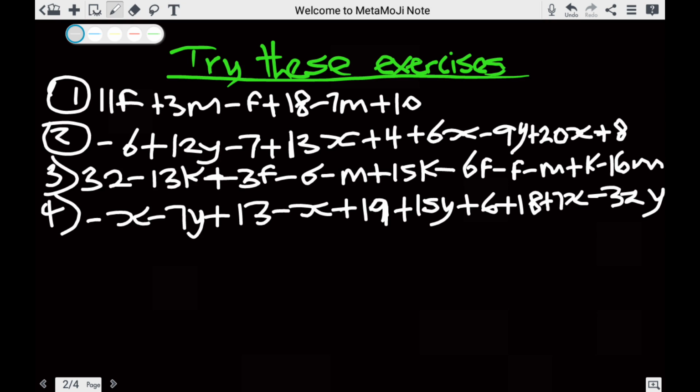So you need to try these exercises and see if you've understood what I just taught you in this lesson. Thank you very much for today's lesson. We're going to continue in another series of this lesson. So now hopefully you have understood everything in algebraic simplification.